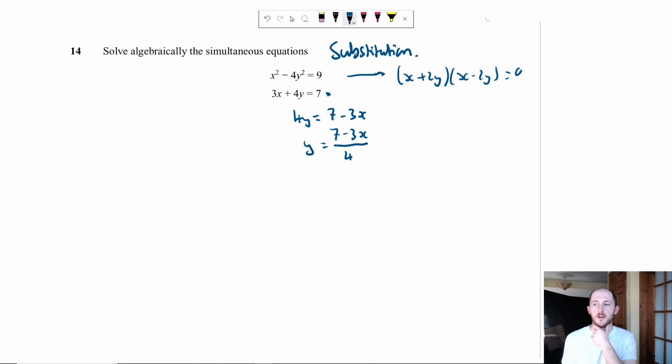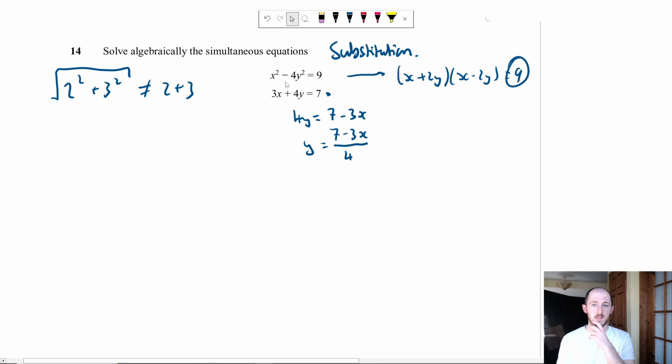Oh no, you can't. Because you have equals 9. Yeah, you can't do that. So you can't square root when there's an add or subtract between the values. And the reason for that is 2 squared plus 3 squared, square rooted, does not equal 2 plus 3. Same with subtract. That's illegal, okay? They don't equal each other.